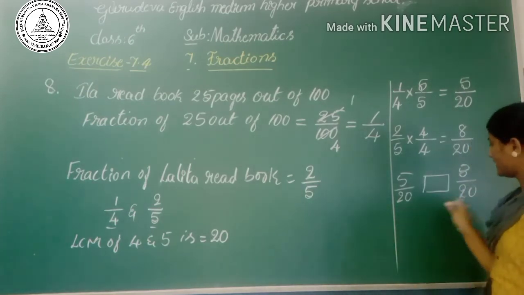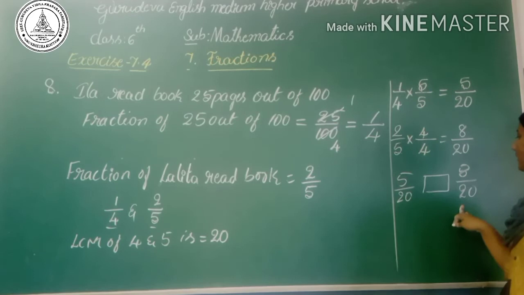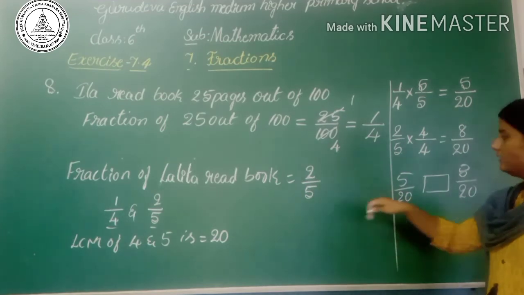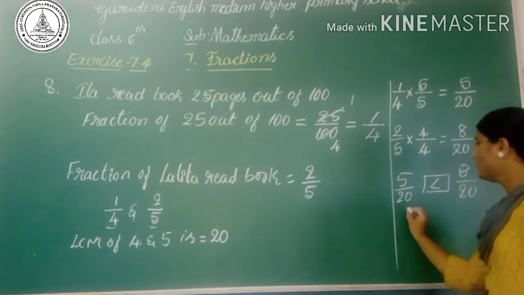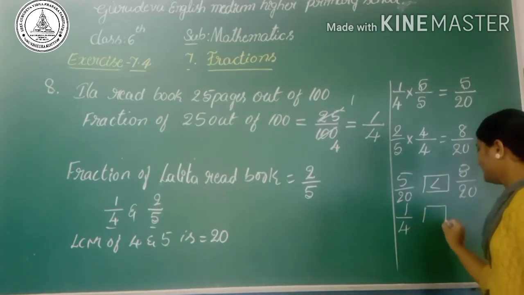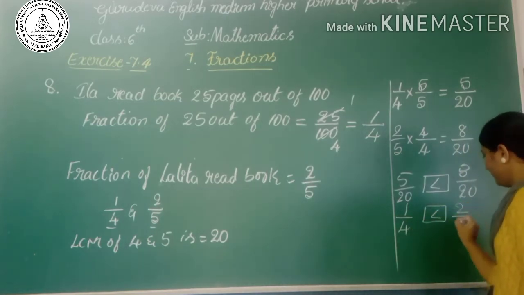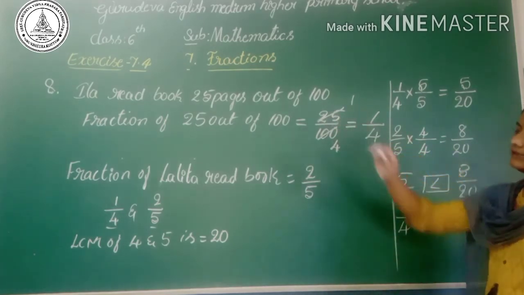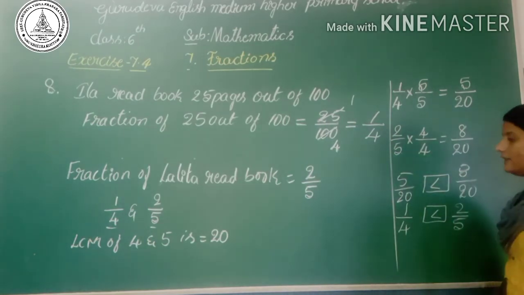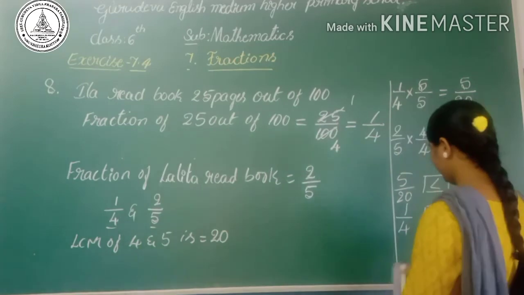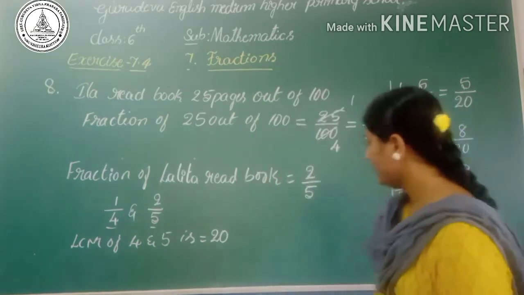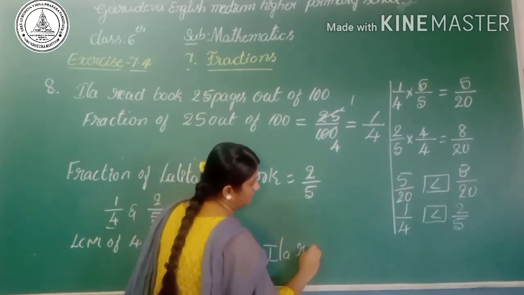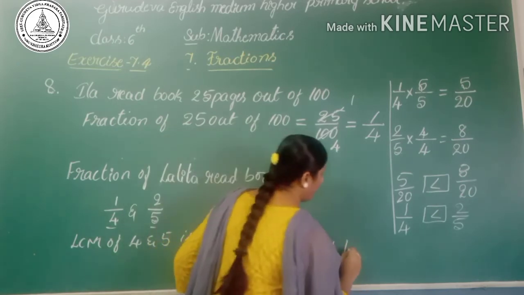Now these two fractions are equivalent fractions with like denominators. The fraction having the greater numerator is 8, so that is what Lalita read. So it is the greater fraction, meaning 1 by 4 is less than 2 by 5. Therefore, who read less? Here Ila read less number of pages. Therefore, Ila read less number of pages.